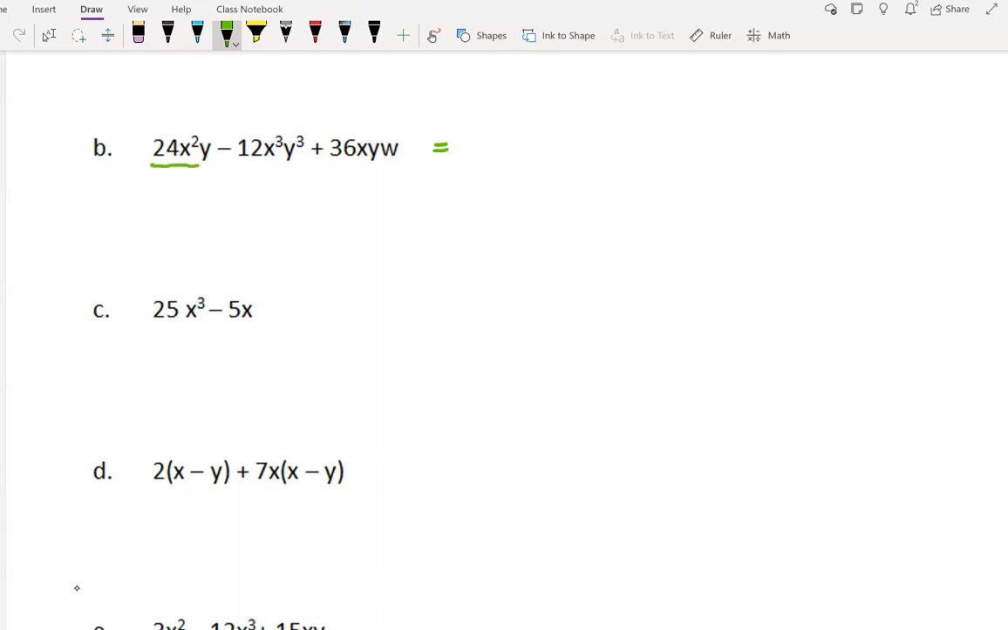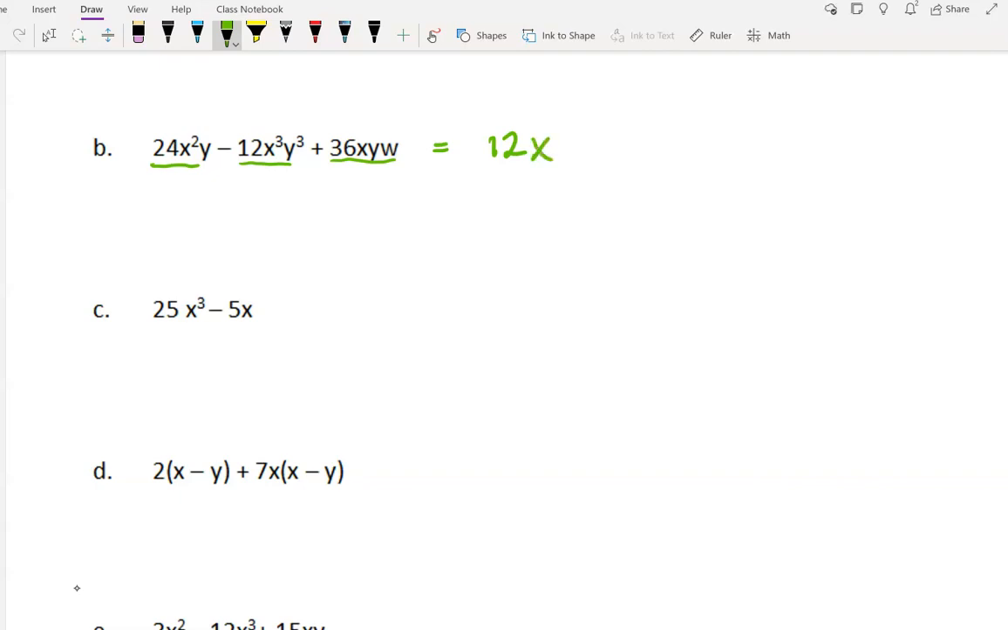We're looking into each of these three terms to see if there's anything in common. And not only do we want what's in common, we want the greatest common factor. So what is the biggest number that goes into 24, 12, and 36? 12. Now take a look, each term has x. We have x squared, that's x times x, x cubed, that's x times x times x, and x. What's in common? There is one x in common.